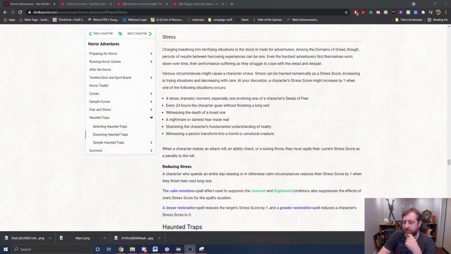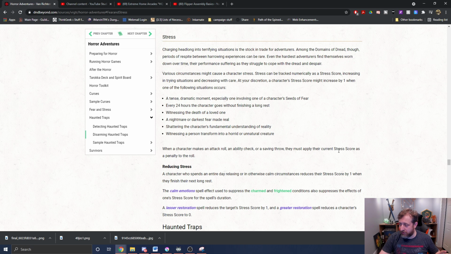But let's move on from fear to stress. Stress is not a mechanic that we currently have in the game. So this is sort of a little tweak. There's not a lot here. It's just this little blurb you see here, but charging headlong into terrifying situations is stock trade for adventurers. I think we can all agree on that.